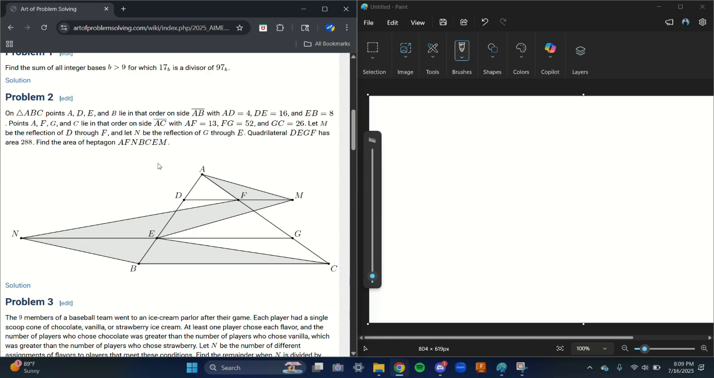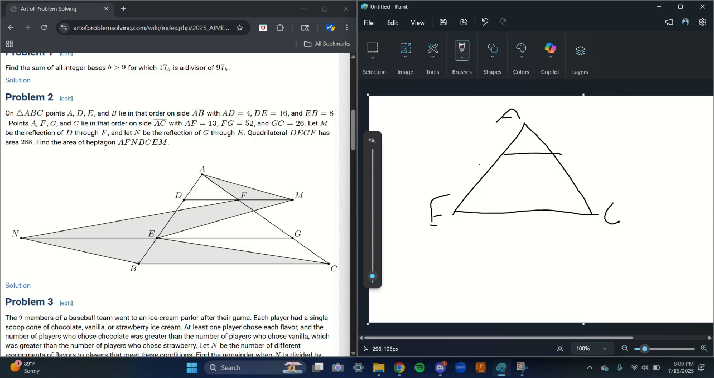Okay, so now the problem gives us some side lengths. So what we're mainly going to focus on here is triangle AEG. So let's draw out triangle AEG. And then the problem says that AF equals 13, FG equals 52, and then we're also given EB equals 8, DE equals 16, and AD equals 4.